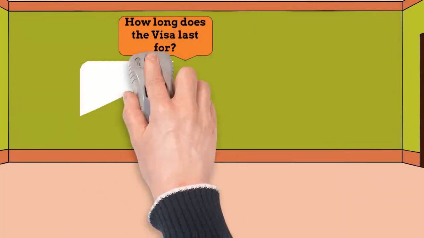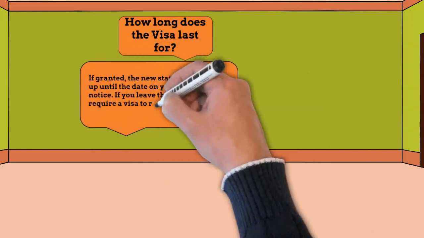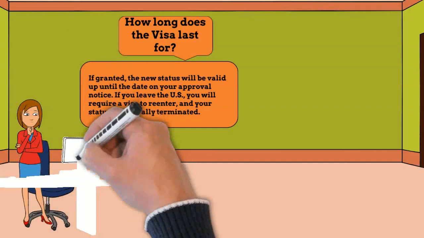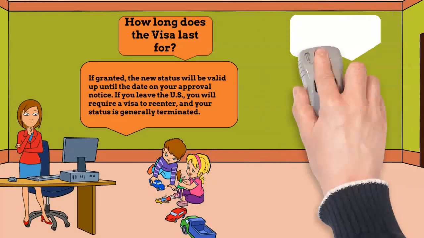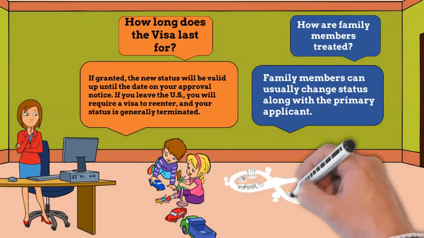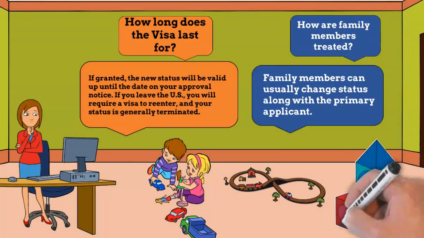How long does the visa last for? If granted, the new status will be valid up until the date on your approval notice. If you leave the U.S., you will require a visa to re-enter, and your status is generally terminated. How are family members treated? Family members can usually change status along with the primary applicant.